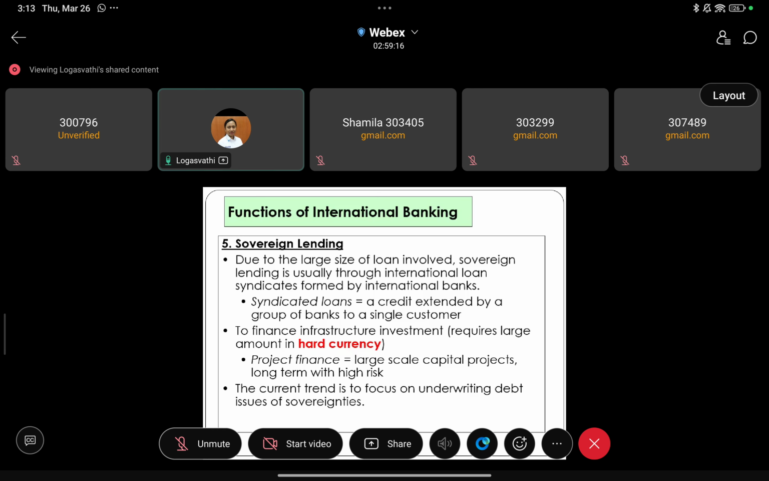Okay, but both loans, the syndicate loan and the project financing, are very huge projects, large scale capital with very high risk and also long term projects. These are the two loans known as civilian lending. Okay, so I think with that we finished topic 2.